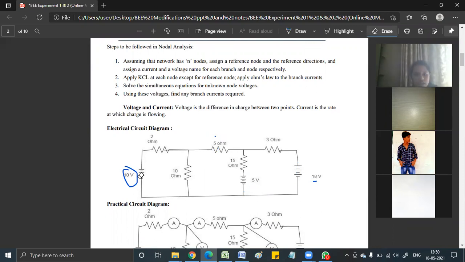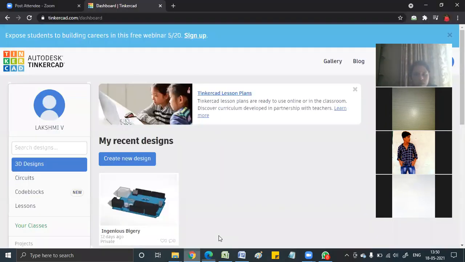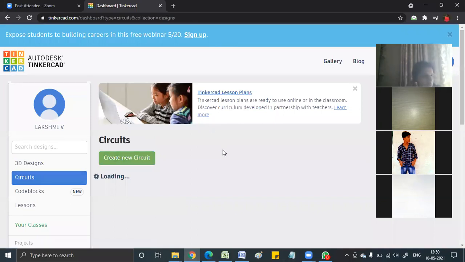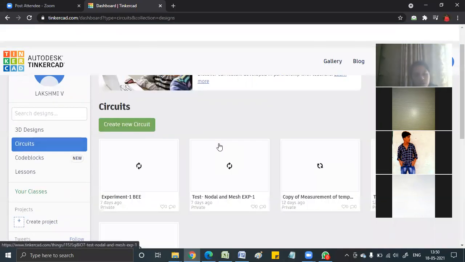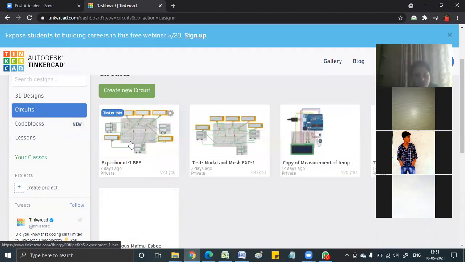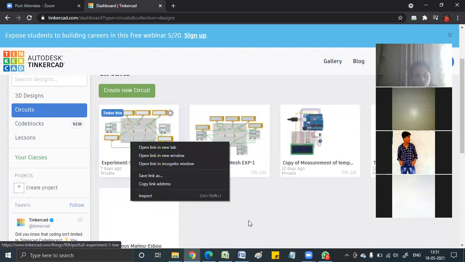We have the circuit. The circuits are already saved, which makes it easy for us. You have to go to your circuits. See, you can see over here experiment 1 BW. This was already created.